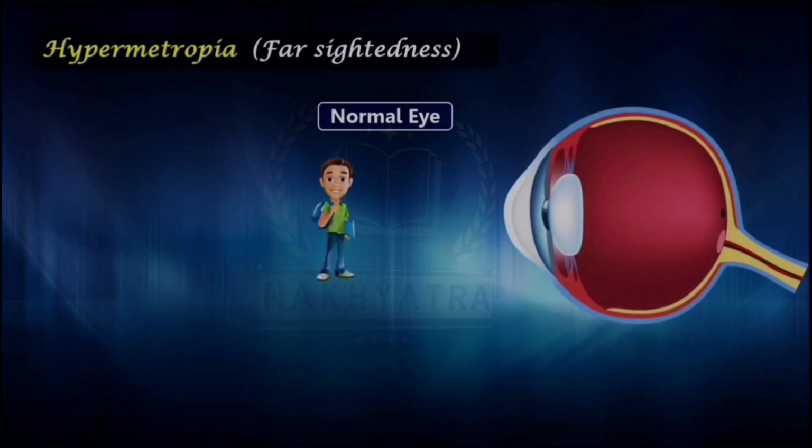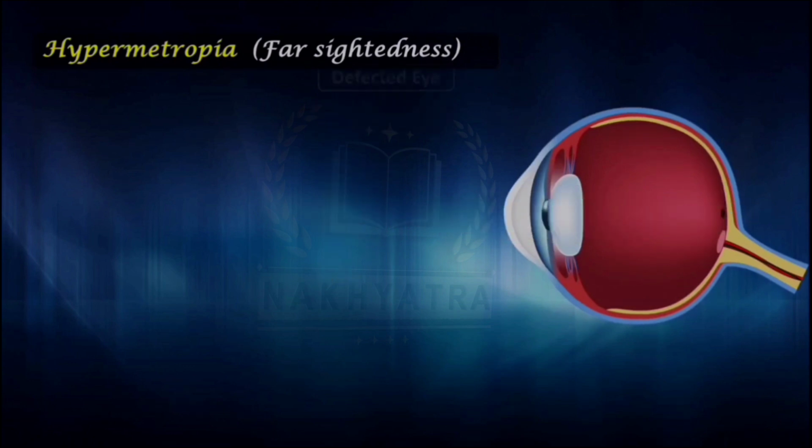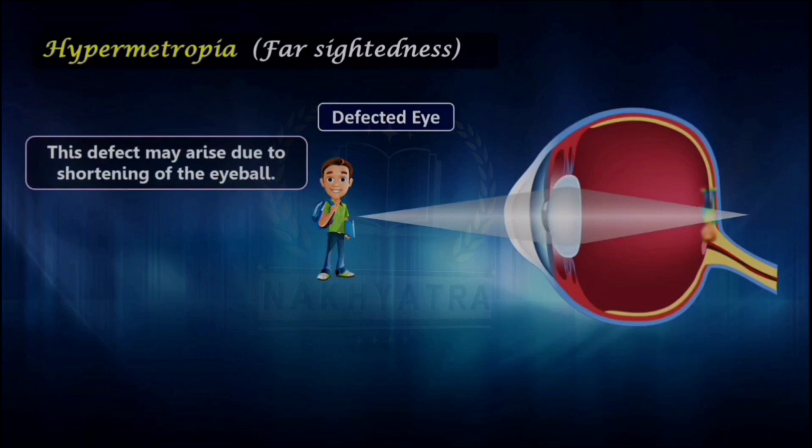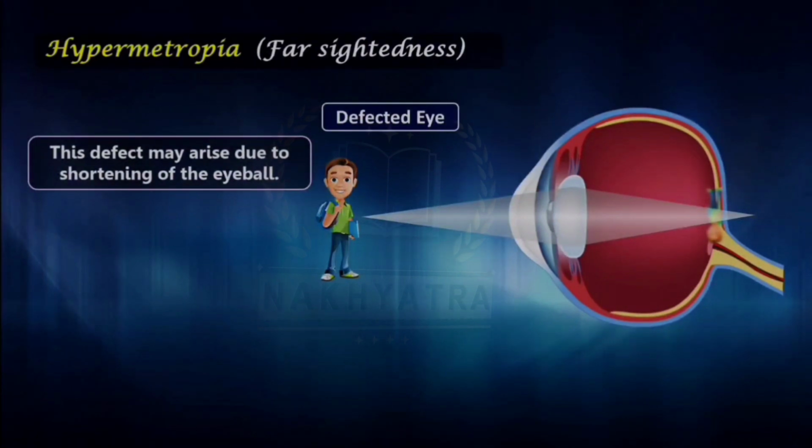So see here, this is a nearby object and this is how the image forms on the retina in case of normal eye. But in case of defected eye, this defect may arise due to shortening of the eyeball. As I already told you, hypermetropia is just the opposite of myopia. So in myopia, the defect arises due to the elongation of the eyeball, whereas in case of hypermetropia, the defect arises due to the shortening of the eyeball.